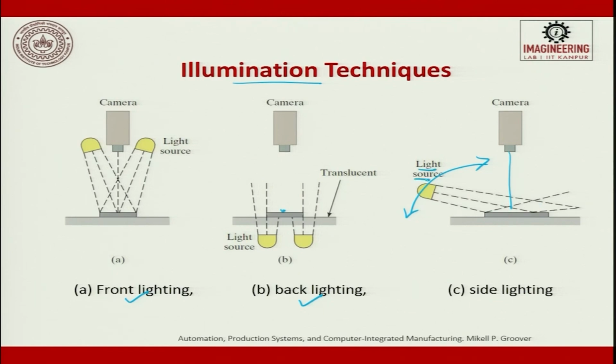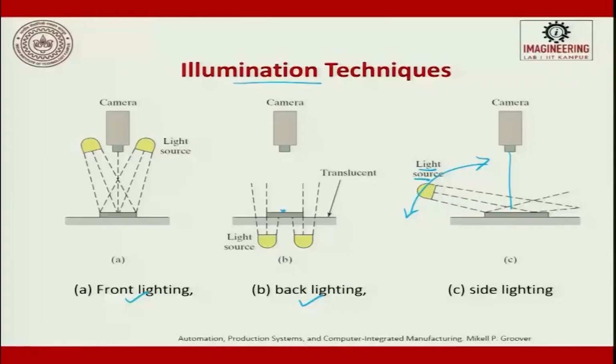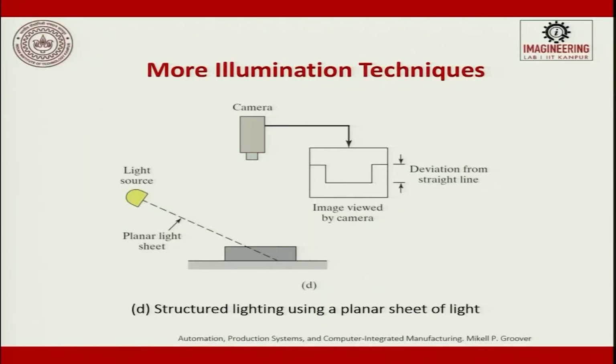So, all these things are used for the measurements, and these measured data will be processed by a computer and stored in a computer, and the date will be stamped, the shift will be stamped, and then it will be communicated to the next level of information. So, the computer plays a very important role in quality control. There are more illumination techniques also.